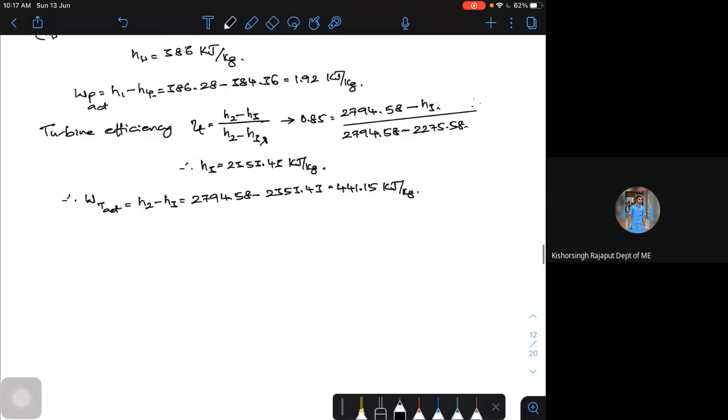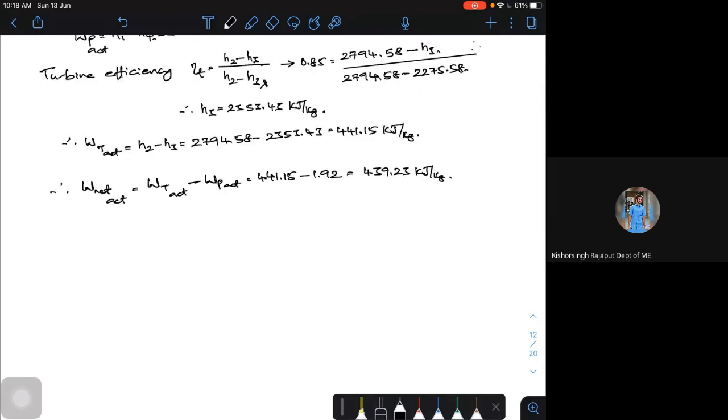Okay. What is the net work actually? Therefore, the net work actual is equal to the turbine actual work minus the pump actual work. That is 441.15 minus 1.92. I am getting around 439.23 kilojoules per kg. If you want, we can find the efficiency.